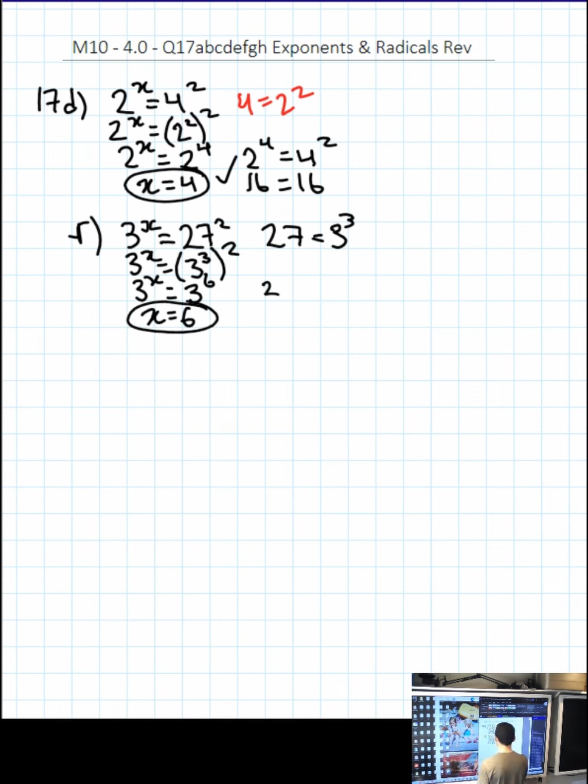Check our answer. 3 to the 6 equals 27 squared. So on our calculators, 3 to the 6 is equal to 729, and 27 squared is also equal to 729. Therefore, we know that we are correct. Okay, F, G.